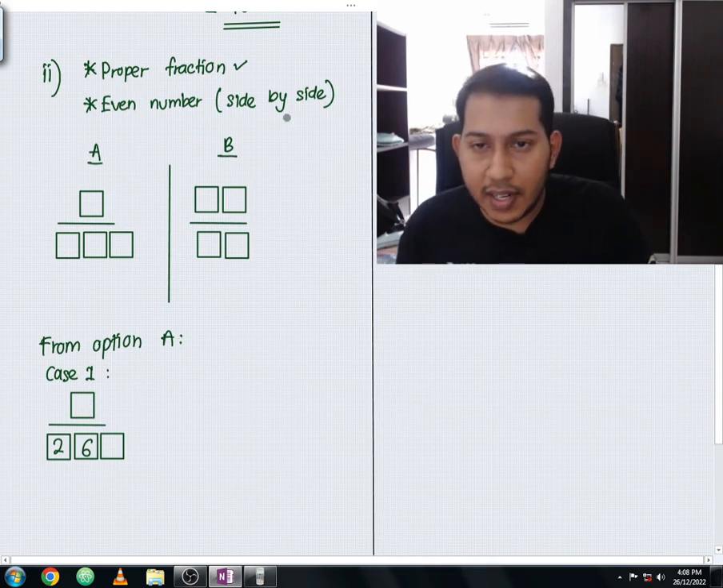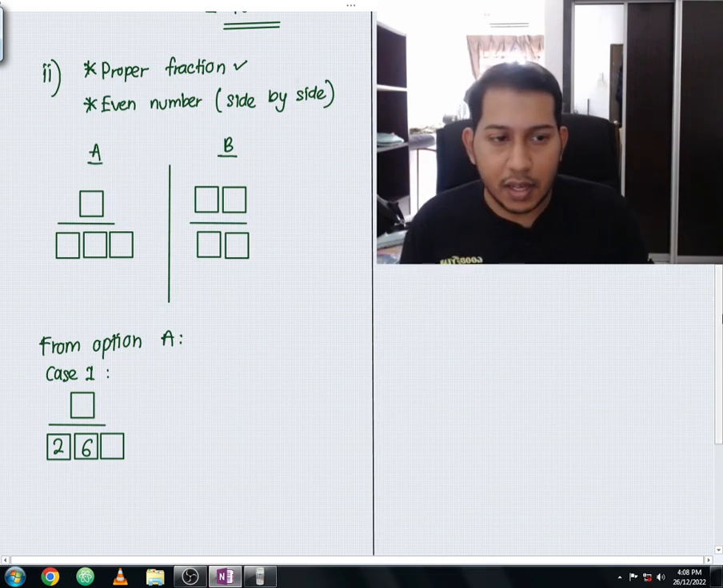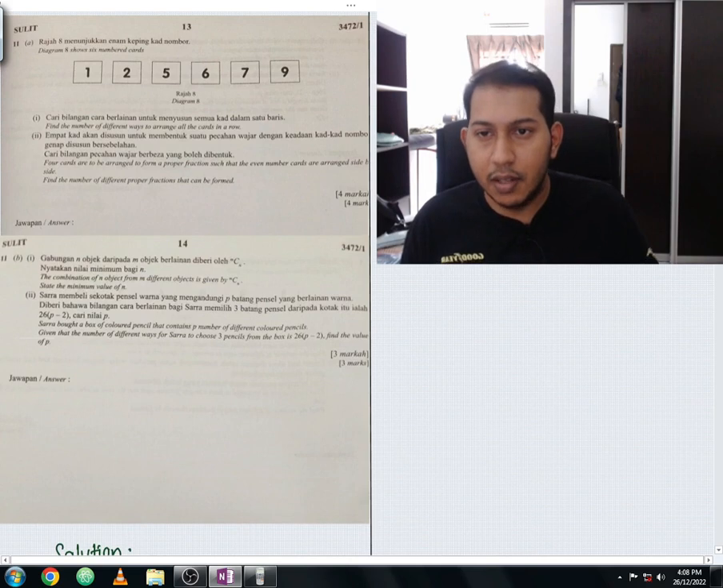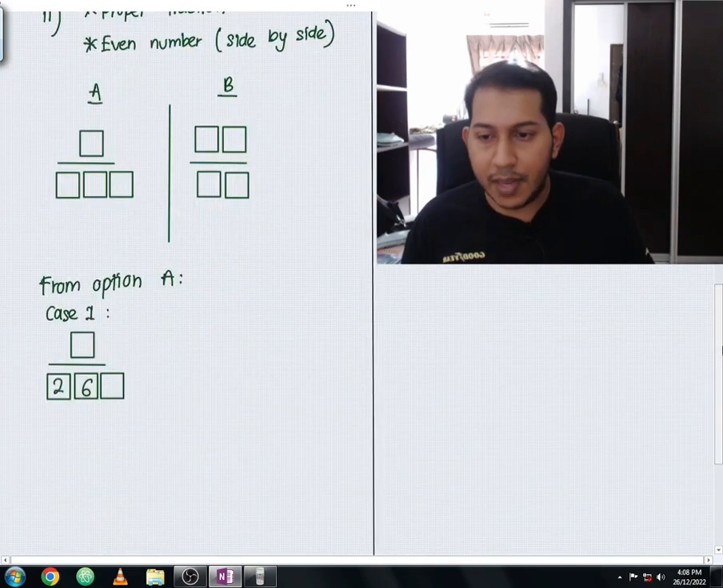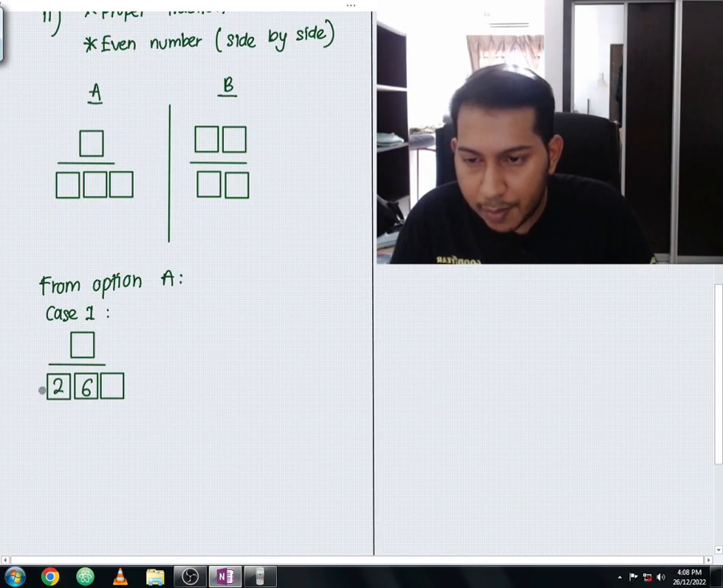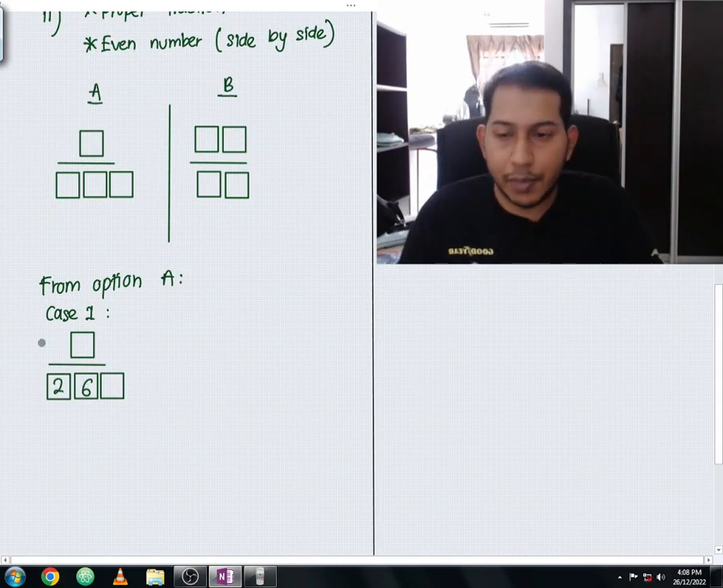And then even numbers are side by side. Among the six cards, we can find that 2 and 6 are even numbers, and the rest are all odd numbers. So from here we know that the even numbers must be arranged side by side. That is why I put 2 and 6 here just for example. You can have 6 in front and 2 at the back also.